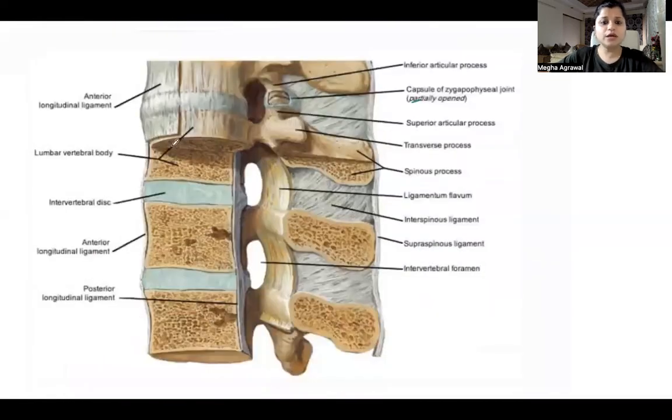Now this is also to show the ligaments. As you can see, this is the anterior longitudinal ligament. This is the posterior longitudinal ligament. This is the spinal canal. These are the supraspinous ligaments. This is the interspinous ligament. Then these are the ligamentum flavum.